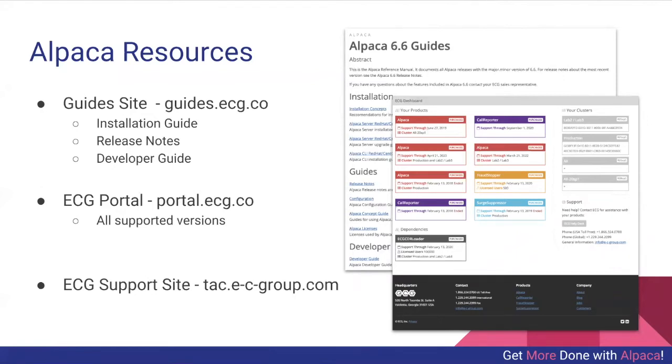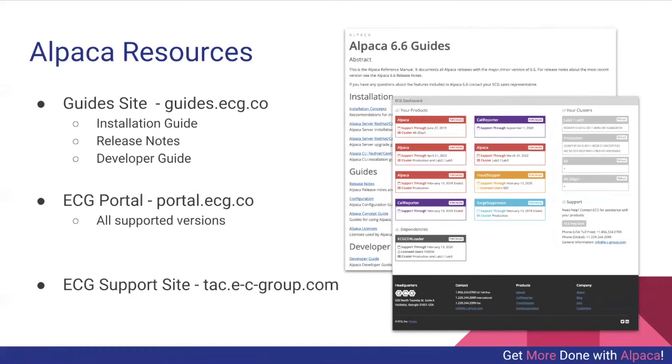The first one is the guide site. It contains most of our documentation, installation guides, release notes, developer guides, SDK information, API information. The second is the ECG portal. As of right now, those are actually two separate interfaces.